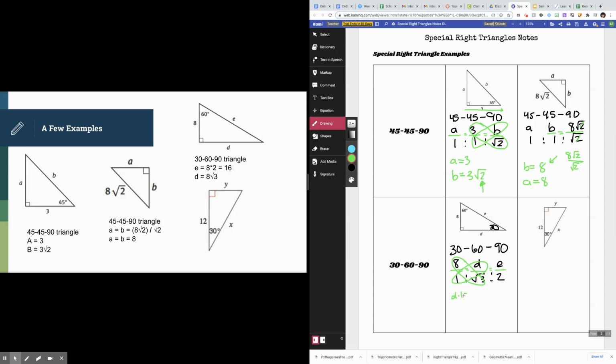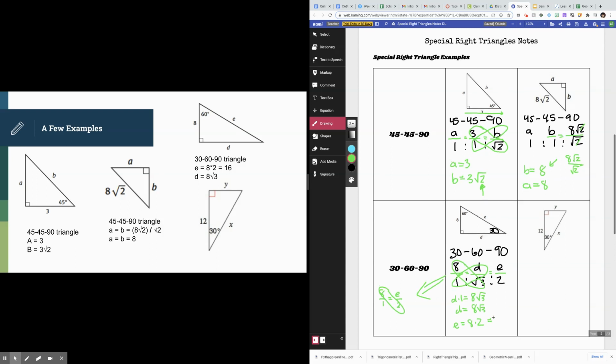D times 1 is 8 root 3, right? And times 1 is just D, right? So you have D equals 8 root 3. Okay, and then if we do a similar thing with the 8 over 1 and the E over 2, right? Again, you end up multiplying, right? 8 times 2 is 16. E times 1 is just E. So you have E equals 8 times 2, which is 16.